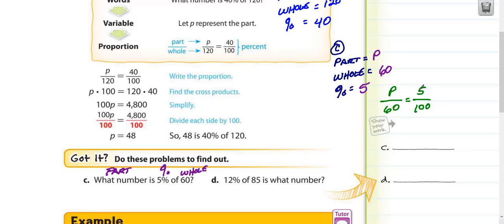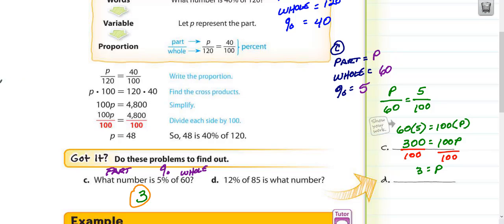So we're going to have 60 times 5 is equal to P times 100, or 100 times P. 60 times 5 is going to be, well, 6 times 5 is 30. So 60 times 5 is 300, is equal to 100p. We're going to divide by the coefficient. And 300 divided by 100 is 3. 100p divided by 100 is just p. So our answer to this one, what number is 5% of 60? That number is 3. Okay, go ahead, do part D, and then come back and we'll go over it together.